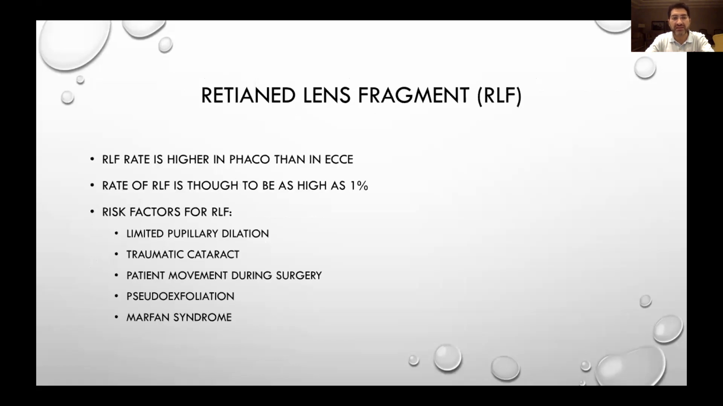The retained lens fragment is, in lay terms, a dropped lens. It can be as high as 1% in people who have experienced hands, however it can be higher in residents and new graduates. The risk factors for retained lens fragment are mainly limited pupillary dilation, traumatic cataract, and patient movement during surgery. That's why good akinesia during surgery is very important, not just good anesthesia, but also good akinesia. Also pseudoexfoliation and Marfan syndrome. In our population in Iraq, we do see a lot of pseudoexfoliation because of the exposure to the sun and the heat, and that is a very problematic thing for our population.